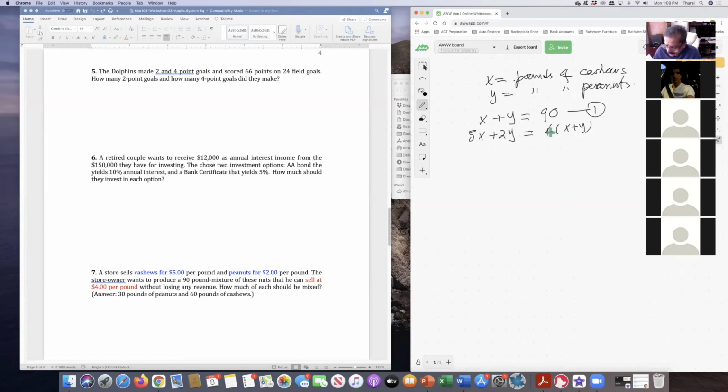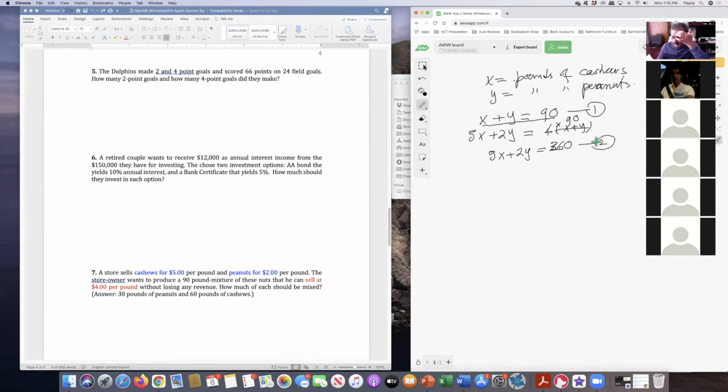But if I put x plus y there, then my equation gets a little bit more complicated. This is correct, but instead of x plus y, I want to write 90. I already know that the total weight is 90, so I will write 90 there instead of x plus y. If I put it that way, it'll be easier. So my second equation is 5x plus 2y equals 4 times 90, which is 360. So that's my second equation.